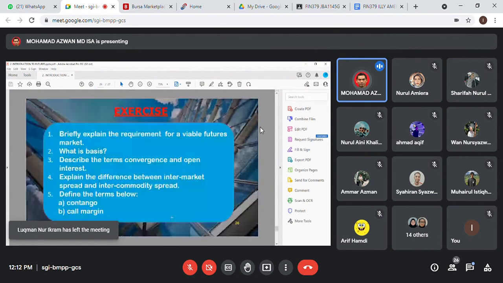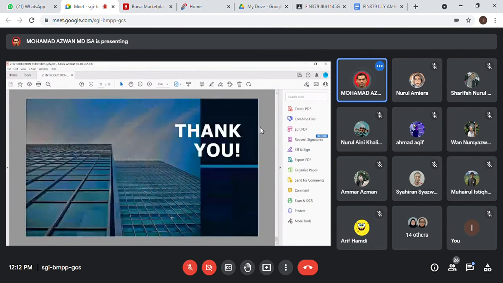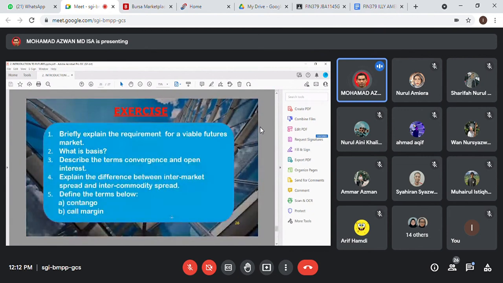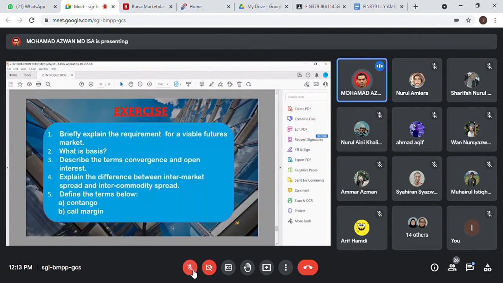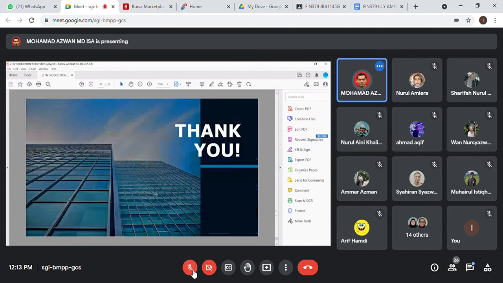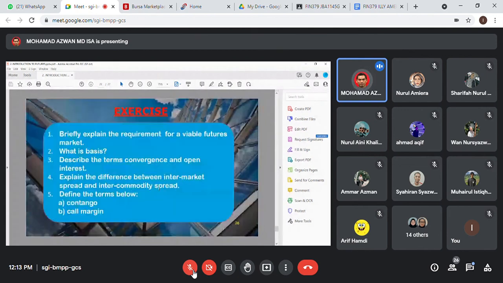So that is futures. Next time we can continue with options. Any question before we end? Your quiz will cover up to this point, up to arbitrage.